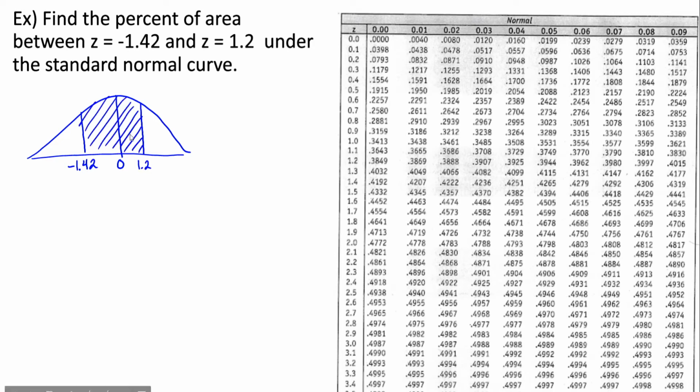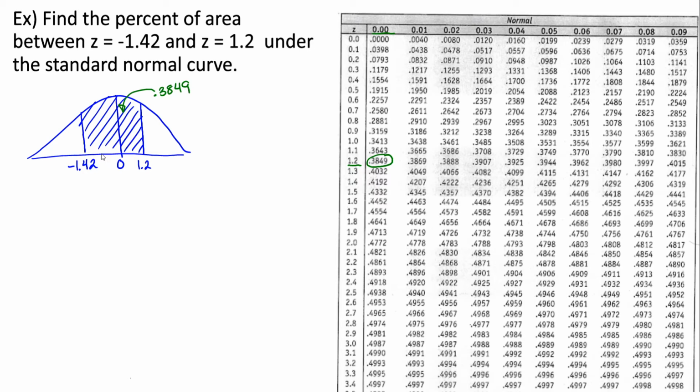We can't just look up this area right away from the table because the table only tells us areas between 0 and a positive z-score. So we can find the area between 0 and 1.2. The area between 0 and 1.2, we would just go to 1.2 and then 0.00, and that's going to be 0.3849. So the area in this half is 0.3849. Now we would want to find the area in this piece.